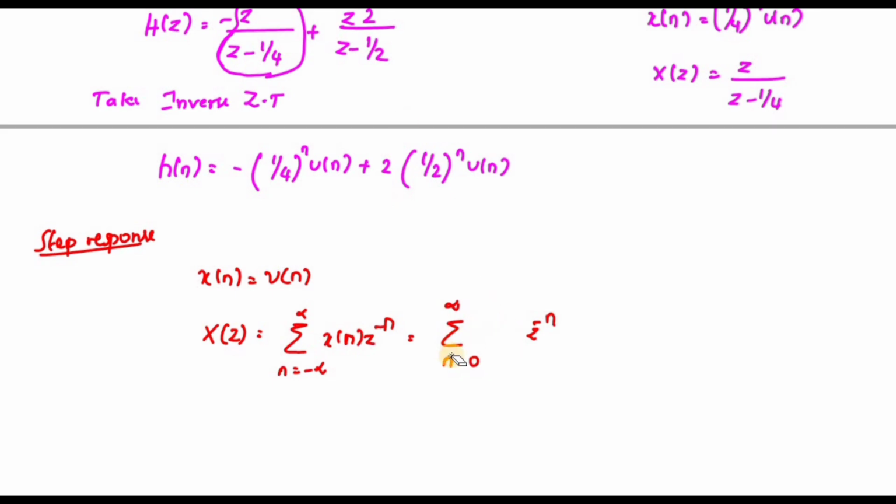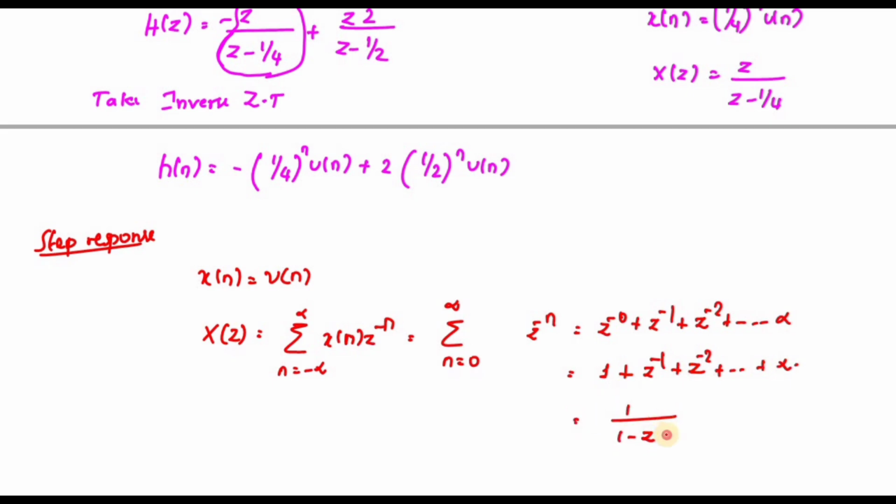Since I have substituted x of n is equal to u of n, this goes from n is equal to 0 to infinity. So now if I substitute, it will become z power minus 0 plus z power minus 1 plus z power minus 2, and it goes on up to infinity, right? So this is nothing but 1 plus z power minus 1 plus z power minus 2, anything power 0 is 1, up to infinity. So this I can write as 1 divided by 1 minus z power minus 1, that is equal to z divided by z minus 1.